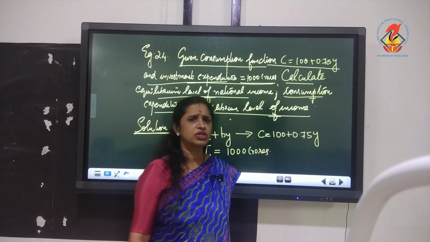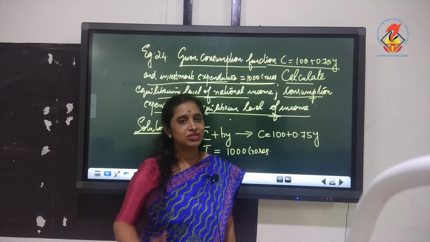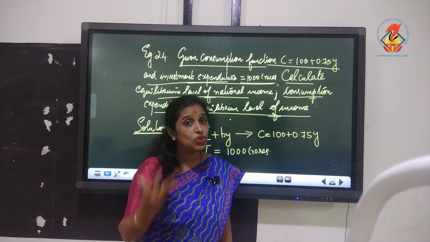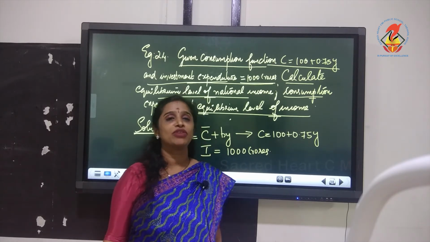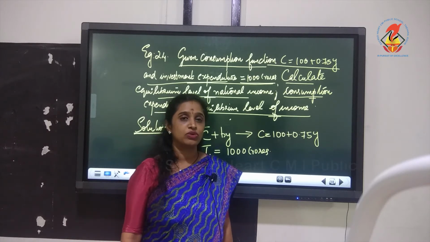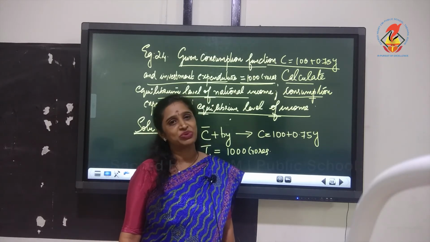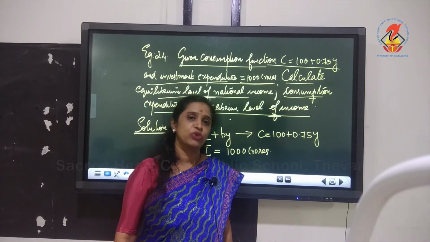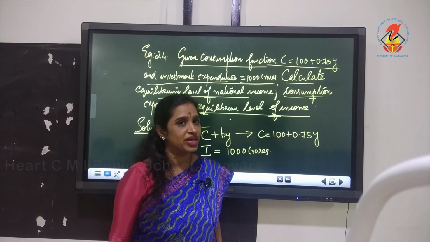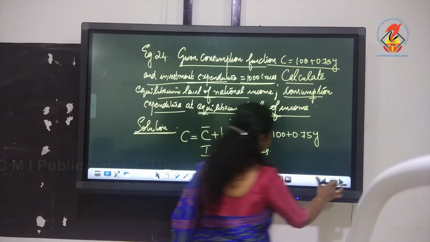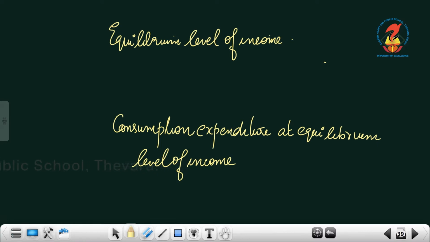You have learned about the ADAS approach. What is equilibrium level of income? You have learned two approaches regarding equilibrium level of income, that is the ADAS approach and the S is equal to I approach. According to the ADAS approach, equilibrium level of income can happen at a point where AD is equal to AS. So just keep that point in mind.